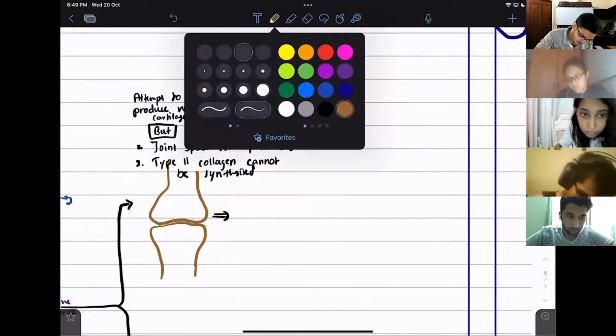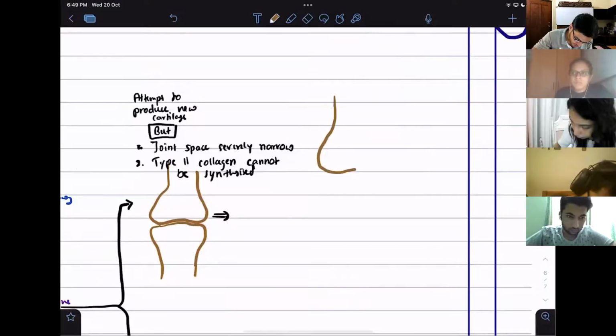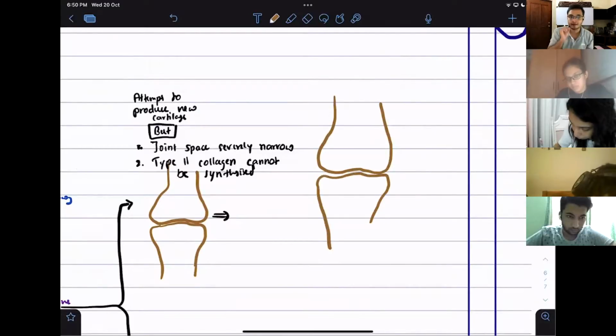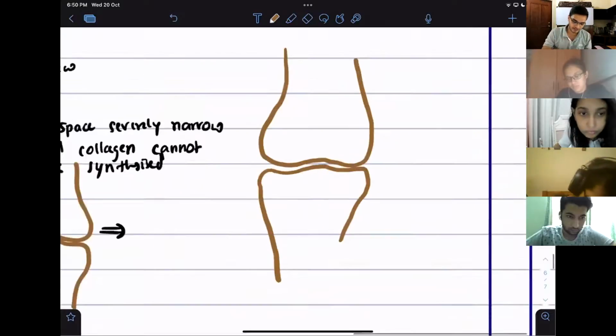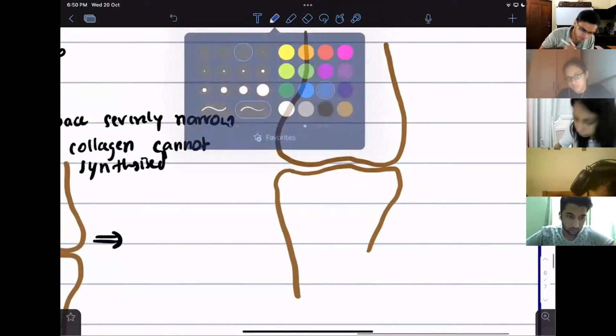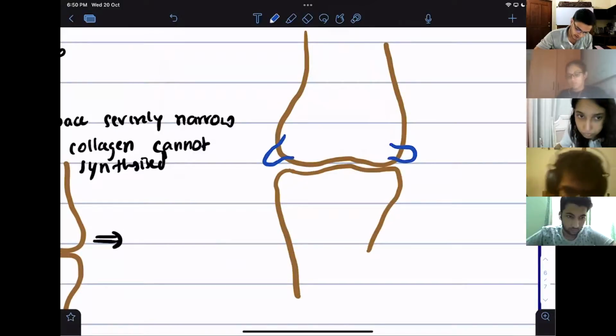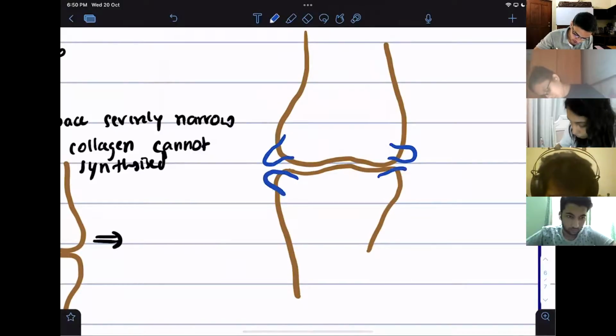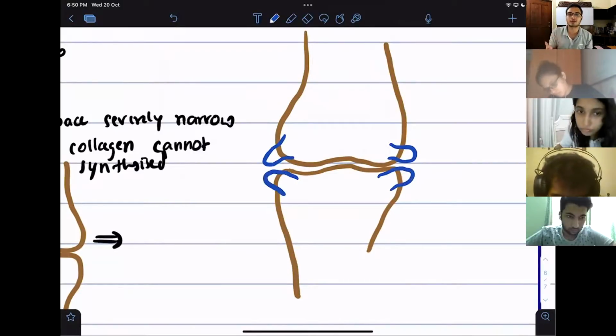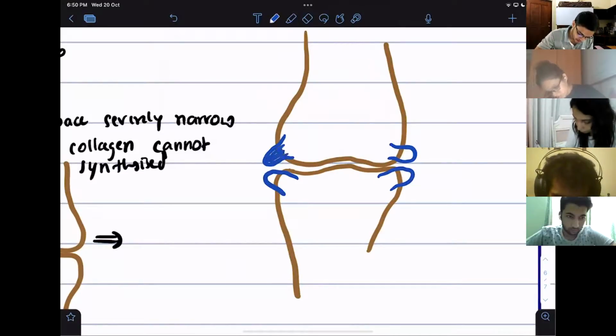Now what happens when the body attempts to produce cartilage is this, guys. Look at this very carefully. Because the joint space is very narrow, it will produce some cartilage, but that cartilage will go outwards from the joint space. They will start growing outwards because in the joint space there is not enough space for them to grow. So these cartilage spurs grow outwards at the edges of the joint.